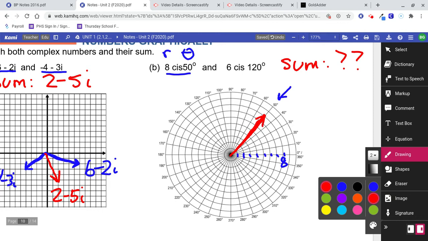Don't go past the radius of 8. But that's your 8 cis 50, or 8 times the quantity cosine 50 degrees plus i times sine 50 degrees.